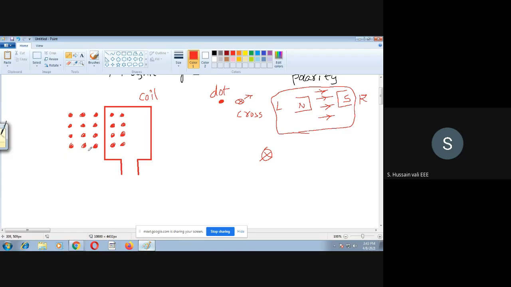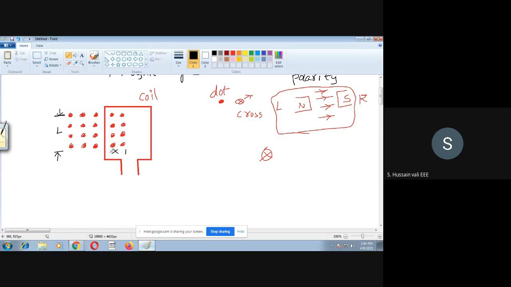Once we understand this, a simple thing, we will represent this length as L. Whereas this small distance, which is inside the coil, or you can say which is onto the plane, I will take as some x.